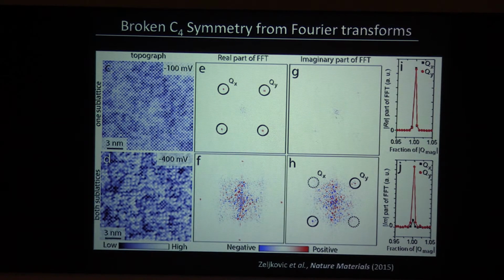And I can tell you later, you can come and talk to me or read the paper. This is proof of broken C4 symmetry in topography. Okay? So this is one way of showing that rotational symmetry, in fact, rotational symmetry in 2 dimensions is the same as reflection symmetry. So this Fourier transform analysis tells you that reflection symmetry is broken.